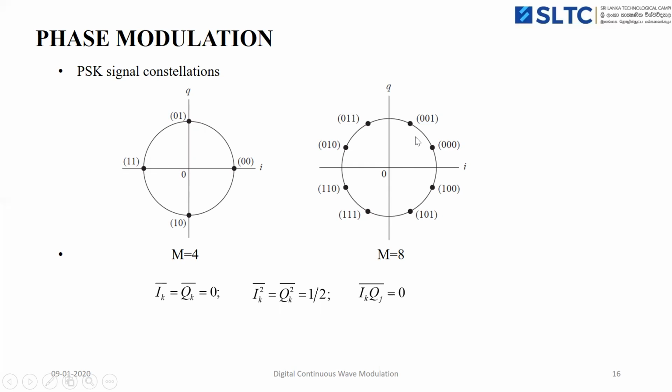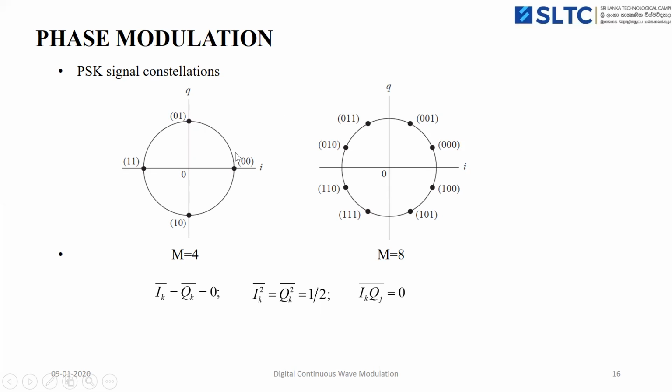And here we can see the 8 PSK modulation. In 8 PSK modulation, there are 8 symbols present, and each symbol consists of 3 bits for 8 PSK. For 4 PSK, each symbol consists of 2 bits.